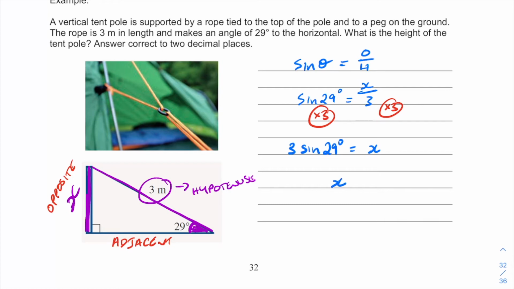So I've rearranged, and now I need to calculate. I'm going to get somewhere in the vicinity of 1.454428, and it will continue on. But I want that to 2 decimal places. So I use my approximately equal sign and go 1.45 meters. And that's how that one works.